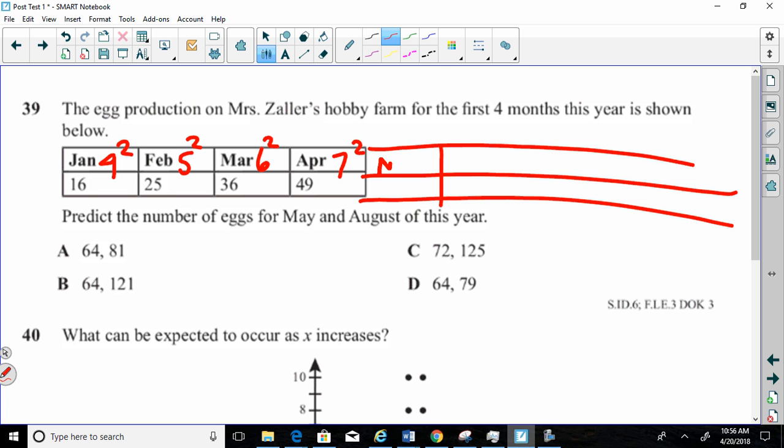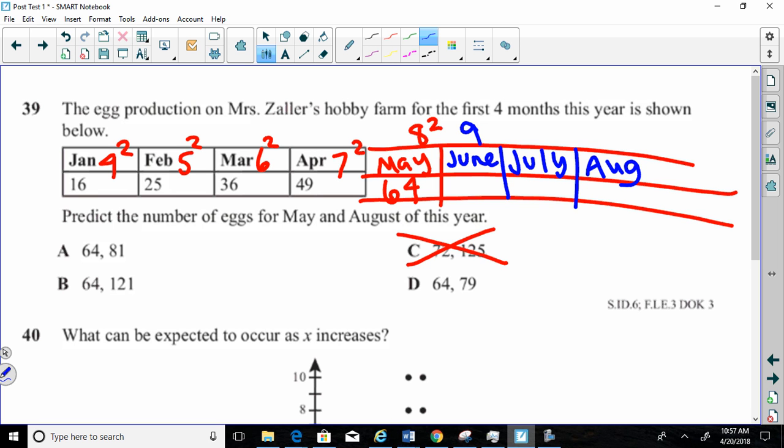So, for May, I would do 8 squared. What's 8 squared? 64. So, which one can I eliminate? C. Then they want to know August. So, what comes after May? June. Then July. Then August. Beautiful. So, we have 9 squared for June, 10 squared for July, 11 squared for August. So, what is 11 squared? 121. So, B. You got the same answer.